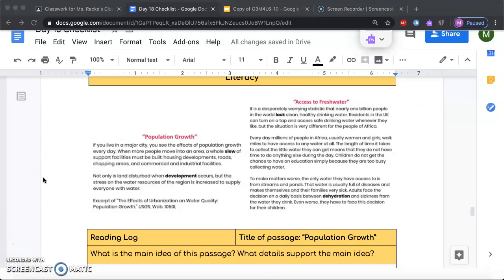Before we look into the questions we're going to be answering, I want us to look into the two vocabulary words that have been bolded. So we have slew and development. So it says a whole slew of support facilities. This means plenty of facilities. There's an abundance of facilities. So a lot of facilities need to be built, is basically what it's saying. Now let's look down at this word development. So development is growth. So not only is land disturbed when growth occurs, but it also stresses our resources.